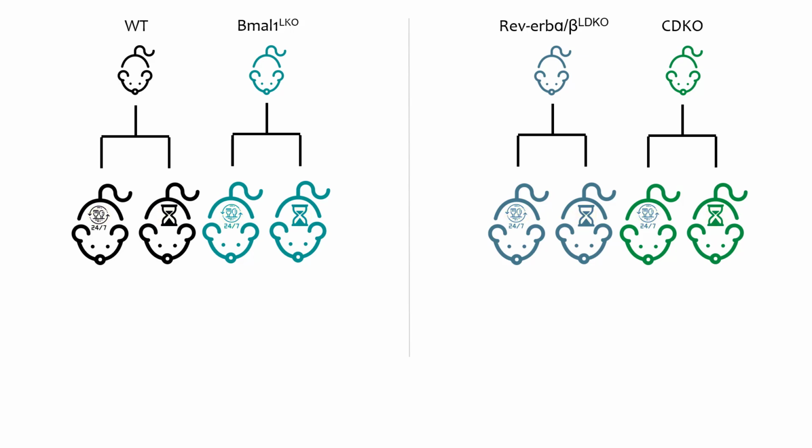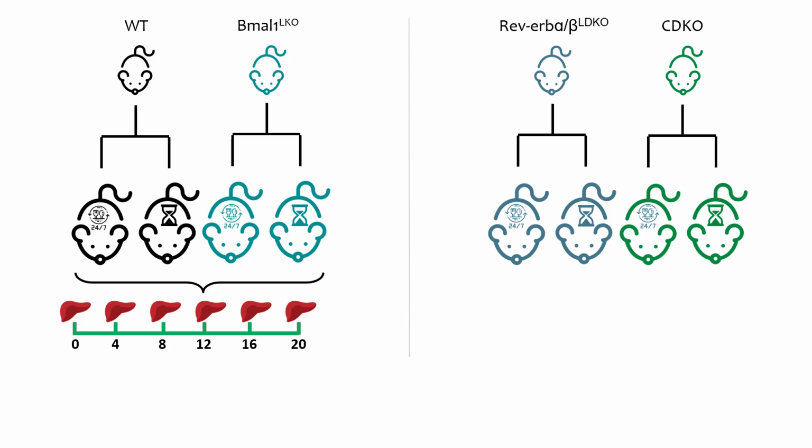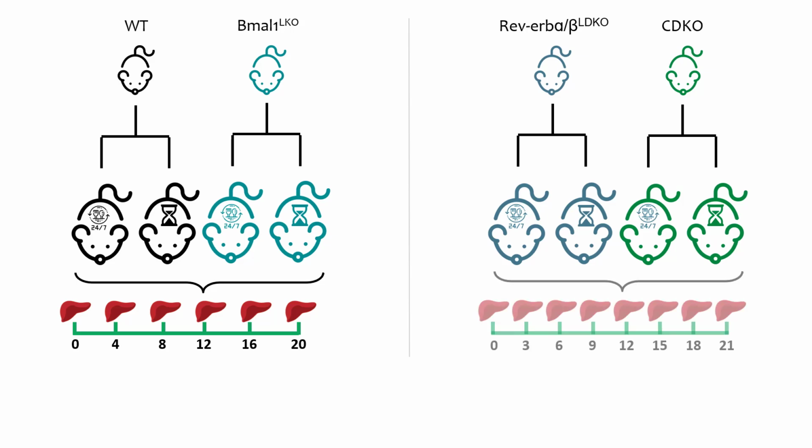Both groups consumed the same amount of food and number of calories, but the TRF group was given access to the food only during a 9 to 10 hour window during the dark phase, when nocturnal mice are normally awake and active. After 12 weeks, liver samples were collected every 4 hours over a 24-hour period for wild-type and liver-specific BMAL1 knockout mice, and every 3 hours over a 24-hour period for liver-specific reverb alpha-beta and Cry double knockout mice. The samples were used for transcriptomic and metabolomic analyses.